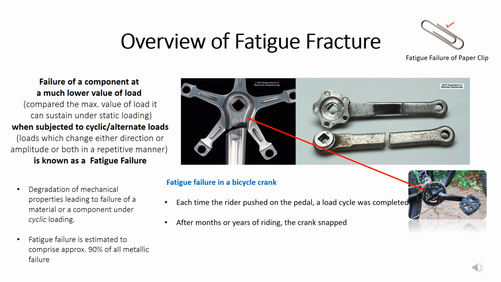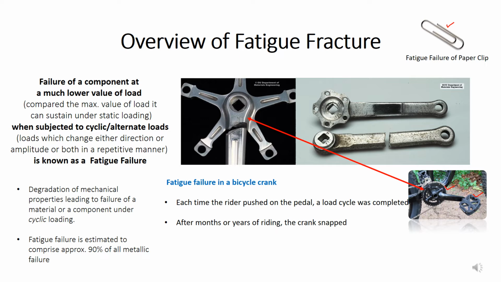Another example we can take is of this cycle crank. The cycle crank is the part which is attached to the pedal as well as to the sprocket. When the rider is riding the bicycle, each time the rider pushes the pedal, one load cycle is completed. During that load cycle, at one instant of time the load is applied by the rider, and during the remaining part of the cycle, the crank is free from the load.